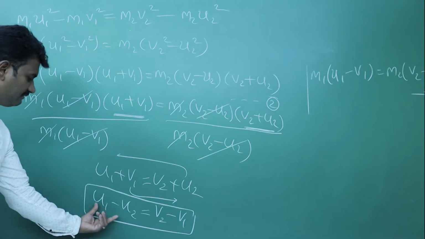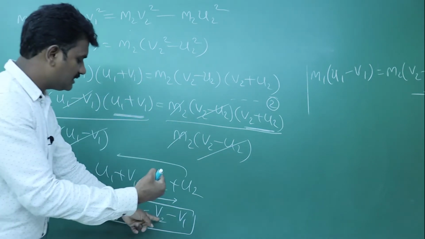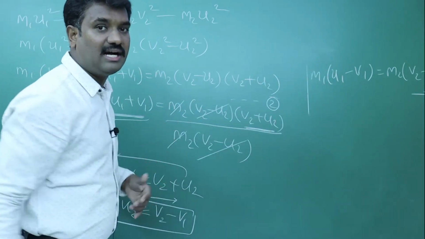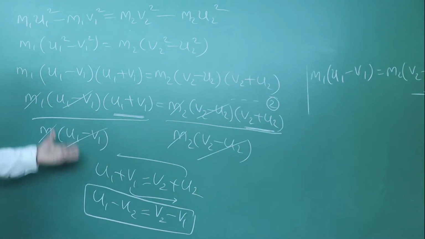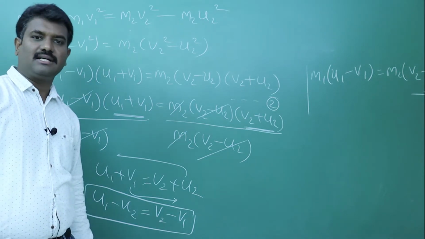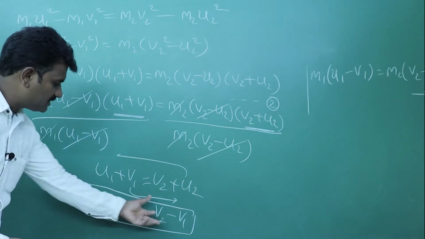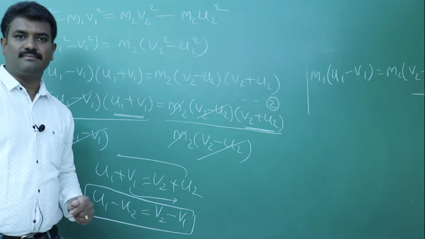We call this the relative velocity of approach before collision, and we call this the relative velocity of separation after collision. So hence it is proved that in case of elastic collision, the relative velocity of approach before collision is equal to the relative velocity of separation after collision.